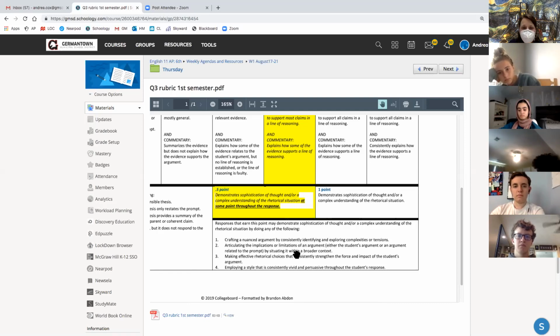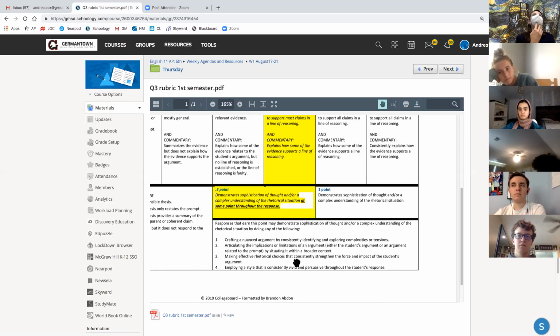Number two, articulating the implications or limitations of an argument by situating it within the broader context. So that means looking outside of what the prompt is directly saying and inferring maybe what the real issue is. Okay, so for example, this whole paper was about schools needing sponsorships to fund whatever it is, okay? If you ask yourself, yeah, we need to do this, we need to do this, did any of you guys ask yourself why we need to do this?